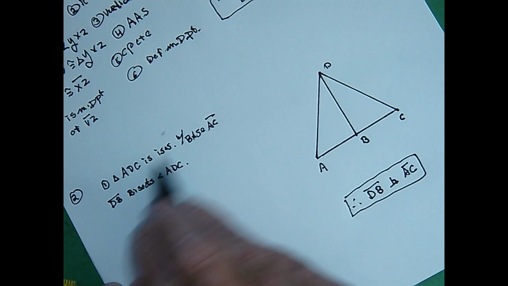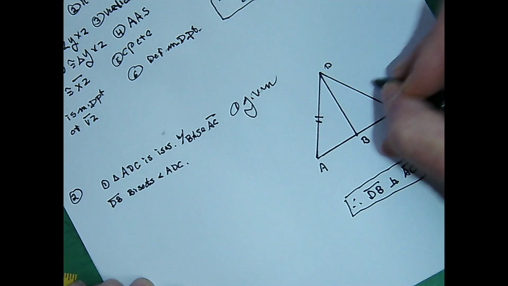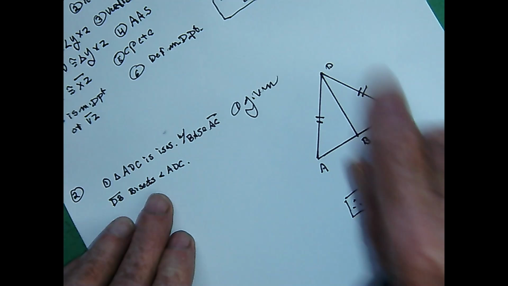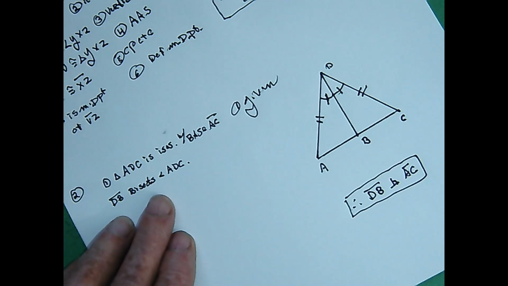If ADC is isosceles with base AC, these must be the legs. I'm just thinking ahead of time. I'm going to have to write about that in a moment. But it also tells me that DB bisects angle ADC. That makes me think that these angles would have to be congruent, wouldn't they? Because if you've got an angle bisector, it's going to divide the angle into 2 congruent parts. And yeah, I'm going to get congruent triangles here some kind of way.